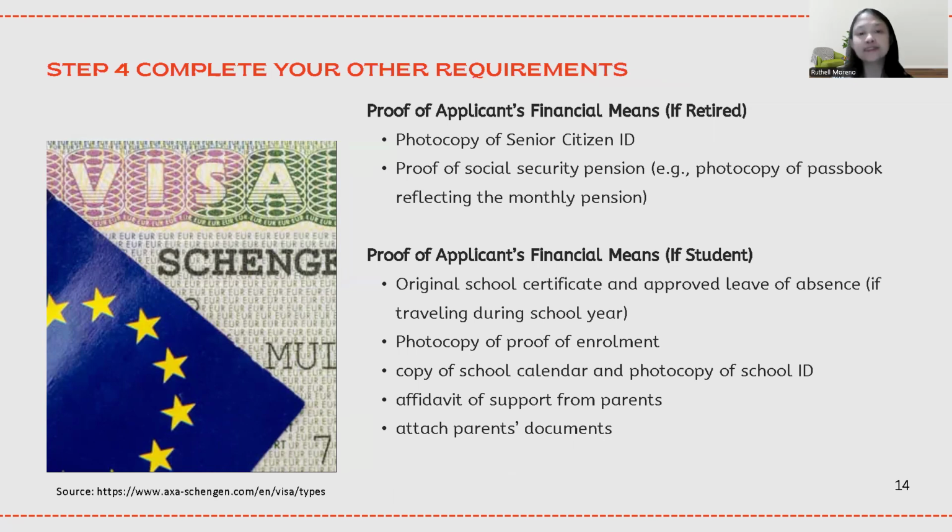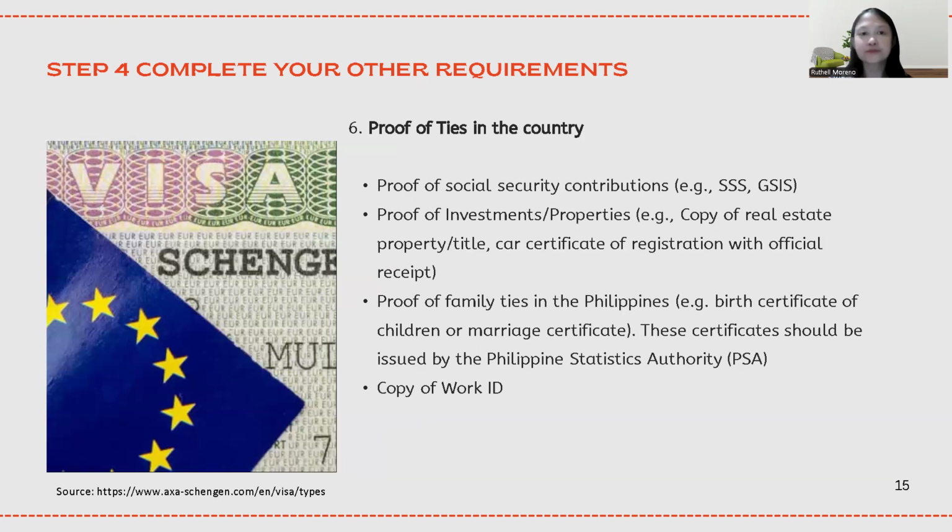If you're a student, you have to provide your original school certificate and approved leave of absence if you're traveling during the school year. You also have to provide a photocopy of proof of your enrollment, copy of school calendar and photocopy of school ID, affidavit of support from parents, and also attached parents' documents, which were stated in the previous slides. You also have to provide proof of your ties in the country.